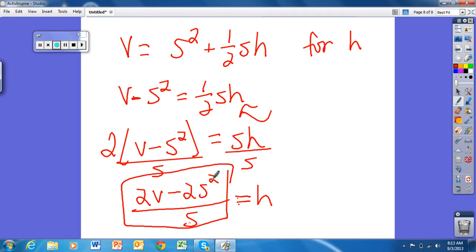Now some of you are going to want to cancel the s squared and the s, but remember you can't cancel something that's part of a binomial. If it's being added or subtracted, you can't cancel it out. If it was just this, then you could cancel it out, but as soon as you put a plus in front of it or a minus after it, now you can no longer cancel it out. So make sure you understand that. Okay, that's pretty much it. We're going to practice a lot of these in class.